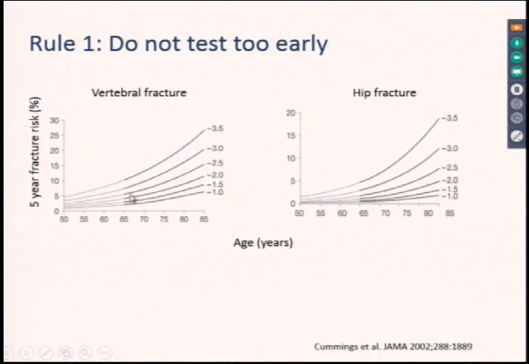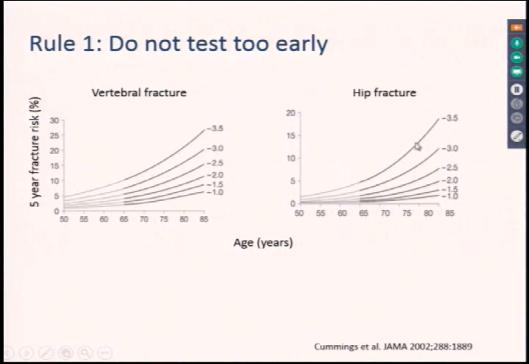And then for the same T-score, let's pick -2.5 as an example. So when you're 50 and you have a T-score of -2.5, your risk of fracture is not that much higher than the next woman who has a T-score of -1. And really the risk starts spreading out and going up fast after women hit the age of 65. So this is the risk of vertebral fractures.